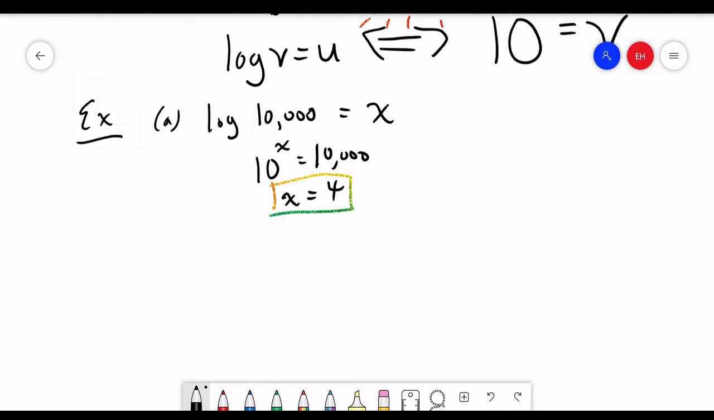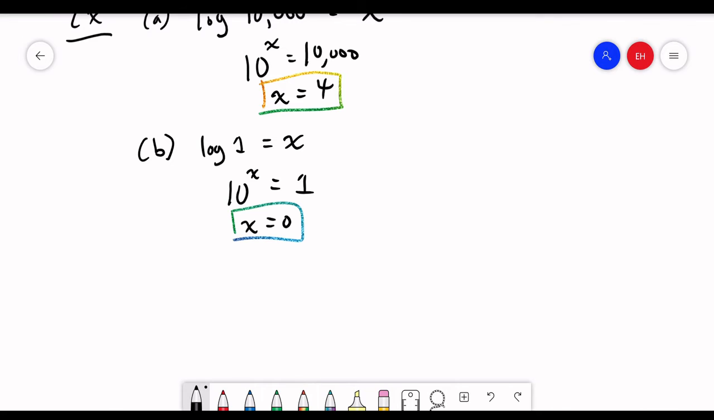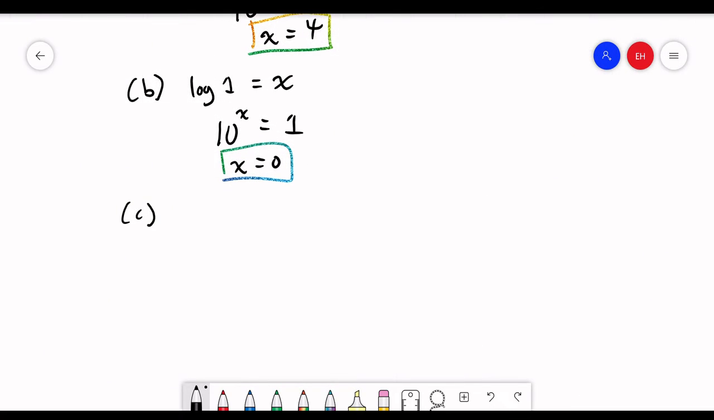Okay, I'll do another one. I'm going to go through these pretty quick because I'm going to assume it's review from last year, but if you are having trouble, just pause or slow down the video or ask in class. So log 1 equals x, again, transform it to exponential, 10 to the power of x equals 1, so x has to be 0.